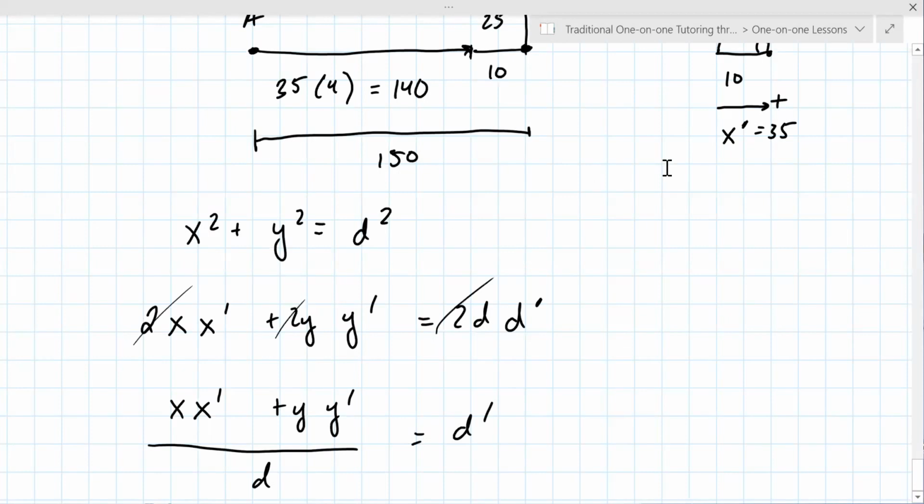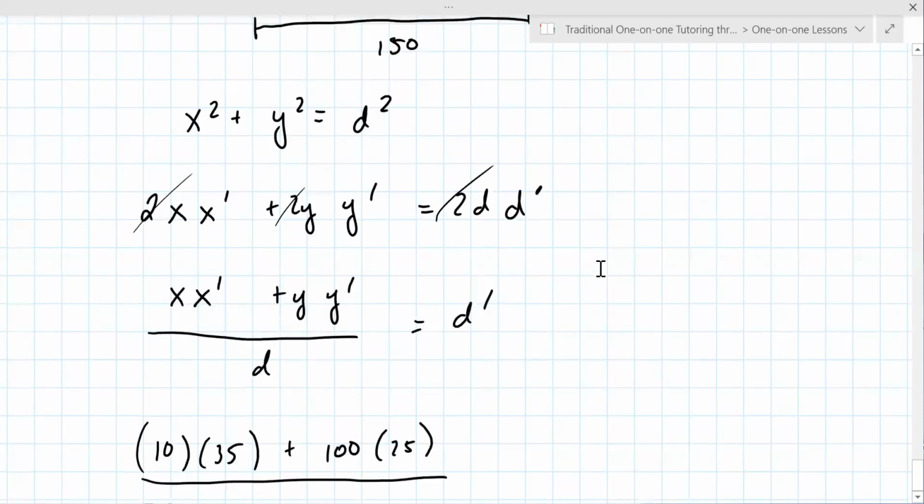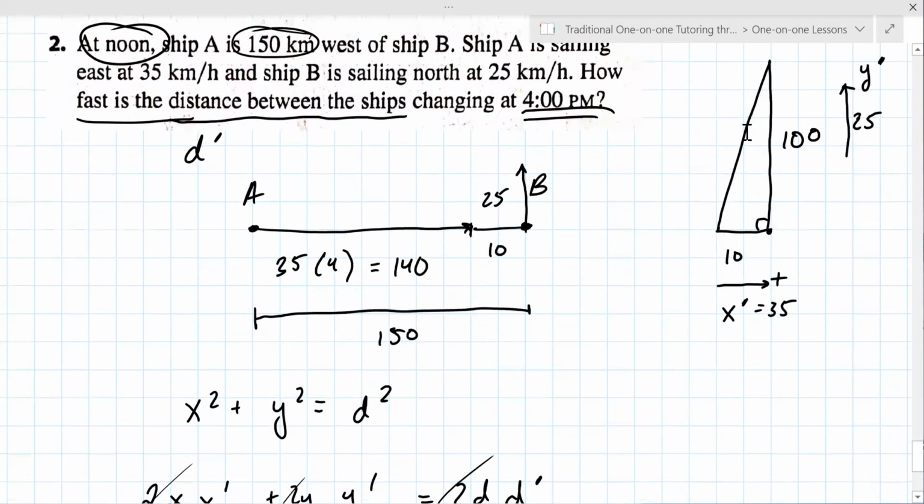I'm with you. So do we know these numbers? Yes, we do. X is 10. It's moving at 35. Y is 100 and y prime is 25. That's how fast it's moving. Now, do we know D? Do we know the distance between the ships? We do not, but we can calculate it from this equation.